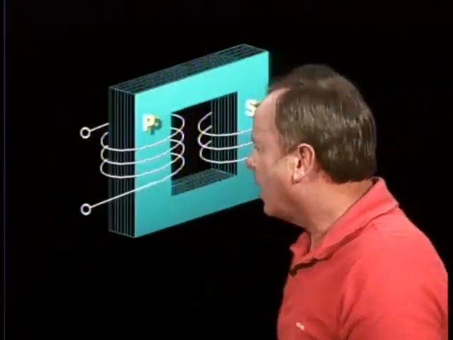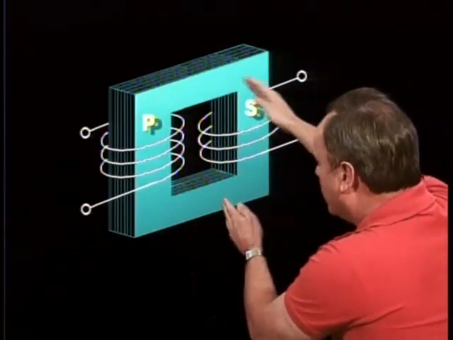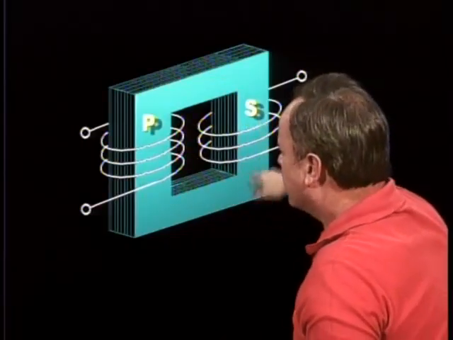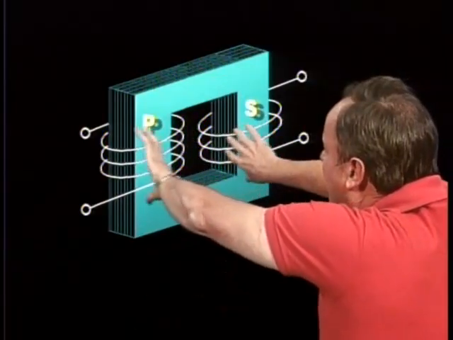Now let's get a little more complicated. Let's have two coils of wire. Here we have a coil of wire with an iron core and another coil of wire with an iron core through it. In fact, we'll have the iron cores be connected, but these two coils of wire will not be connected electrically in any way at all.